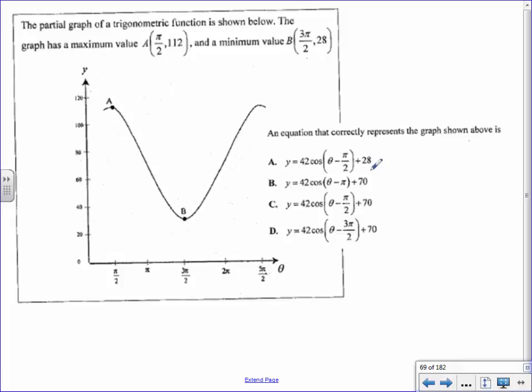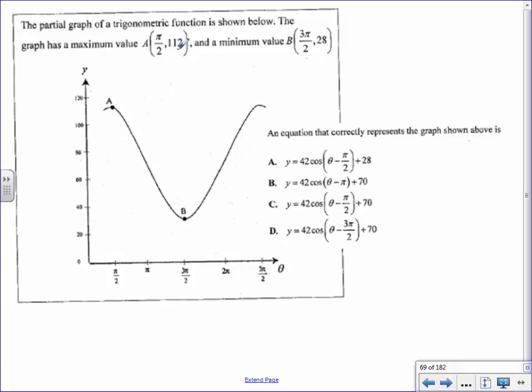Option 1, you could literally type in all 4 of these equations in your calculator. You could set your window to go from 0 to 120, from 0 to 5 pi over 2, and you could see which one looks the same, which is a lot of work, but it would work. Let's try some smarter ideas here.